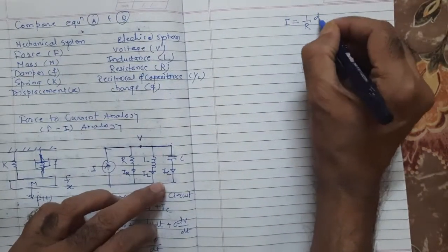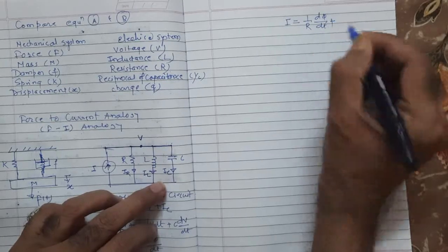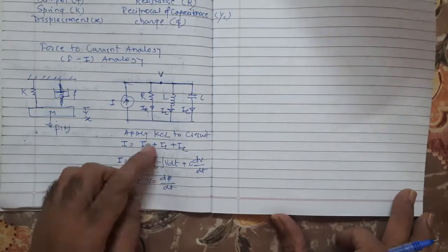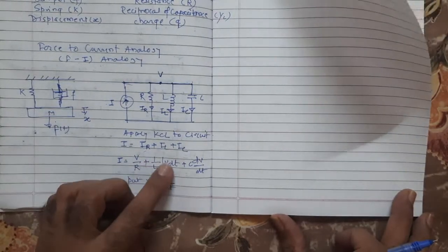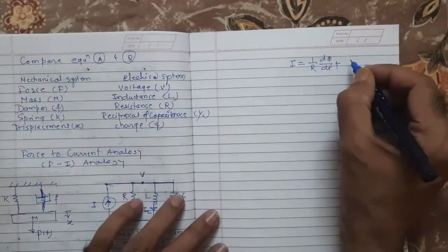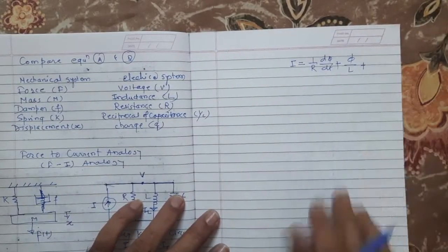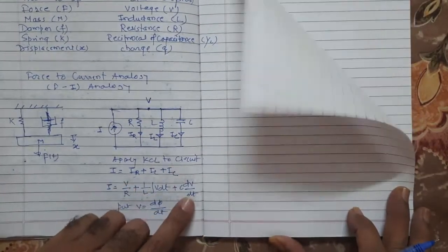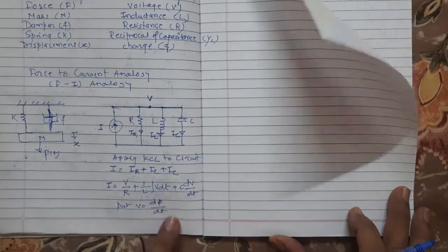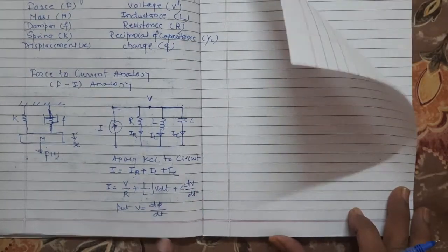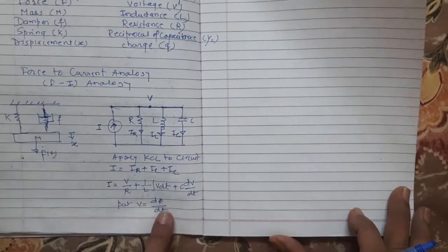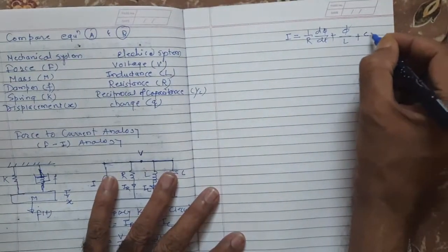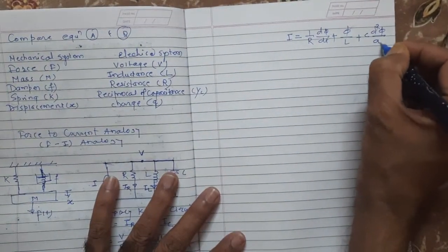So this becomes 1 by R d phi by dt plus 1 by L as it is, and integration of d phi by dt is phi. So that means it is phi divided by L. So this is phi divided by L plus here C is constant, so C as it is, d by dt as it is, and V equals what? d phi by dt. So that means d by dt into d phi by dt, that is d square by dt square into phi, multiplied by C. So we can write down here C d square phi by dt square.